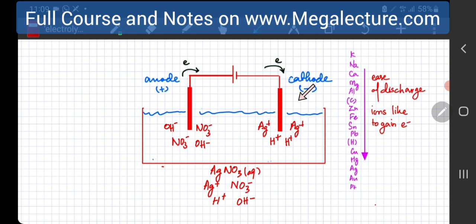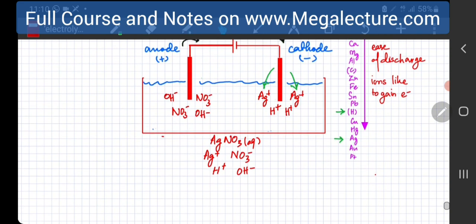And we need to find out whether these electrons are going to be attracted by Ag+1 or whether H+1 likes to attract electrons. So I've got Ag+1 over here, and I've got H+1 over here. Now the one that's at the bottom of this series is the one that's more likely to gain electrons. So it's going to be silver ions that have a greater tendency to attract electrons. So the electrons coming from the battery are going to be gained by Ag+1 ions. So we can write an equation.